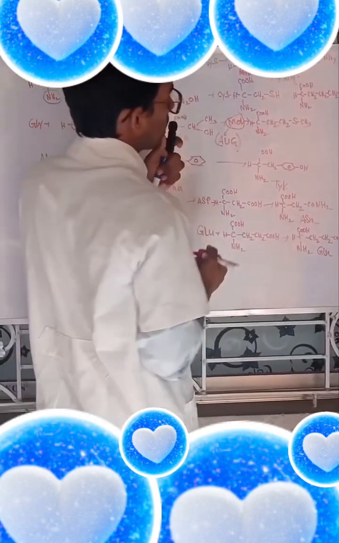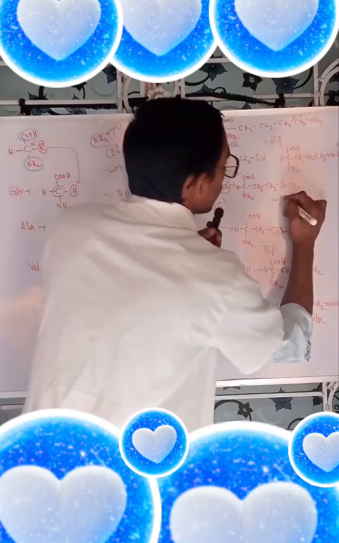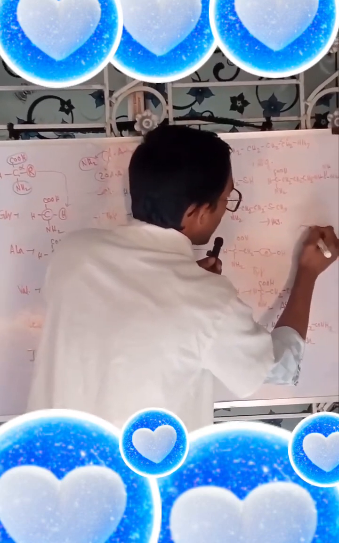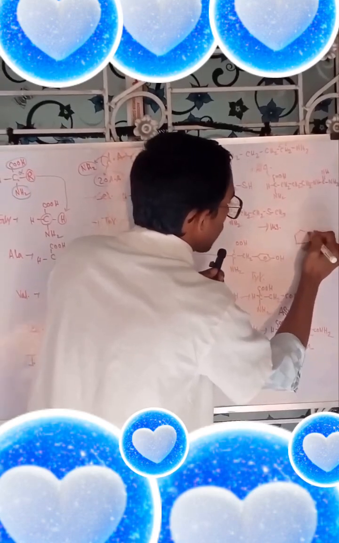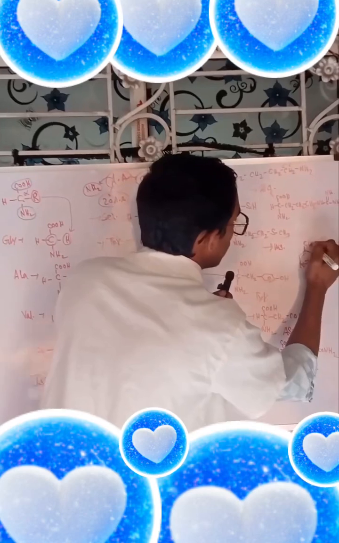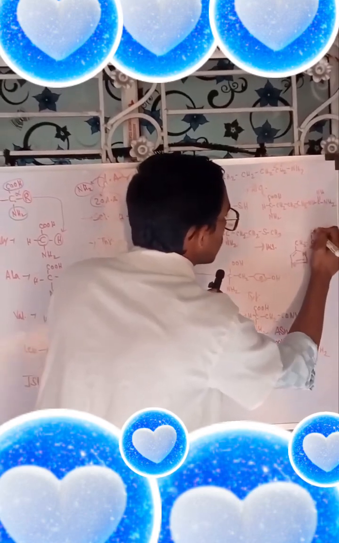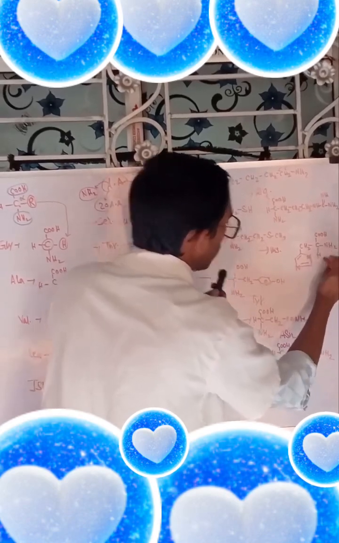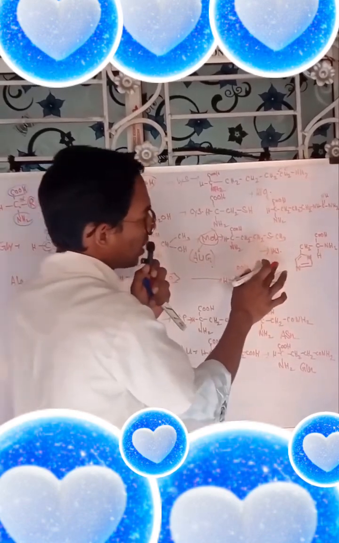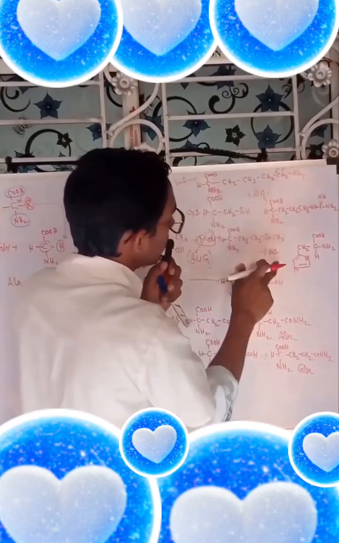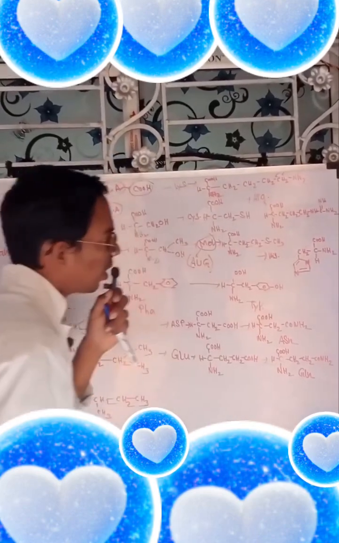Now another basic amino acid is histidine. Histidine: first you have to draw a 5-member ring, and one here. So you can see CH2, CH2, C, COOH, NH2 and H. So this is histidine. Now lysine, arginine and histidine: these three are the basic amino acids.